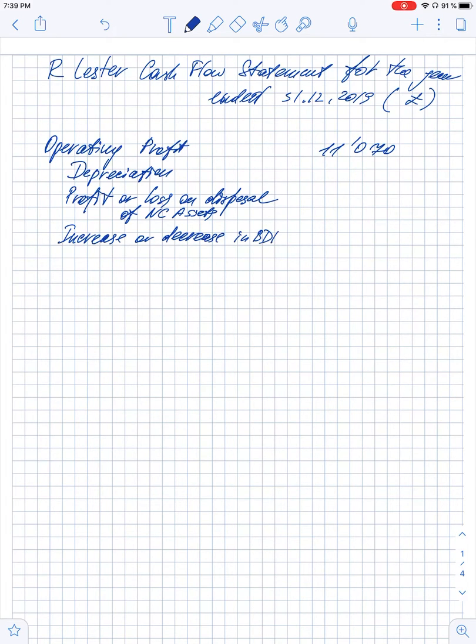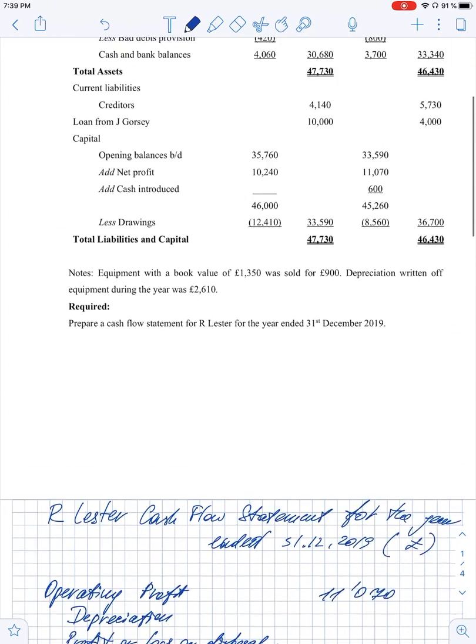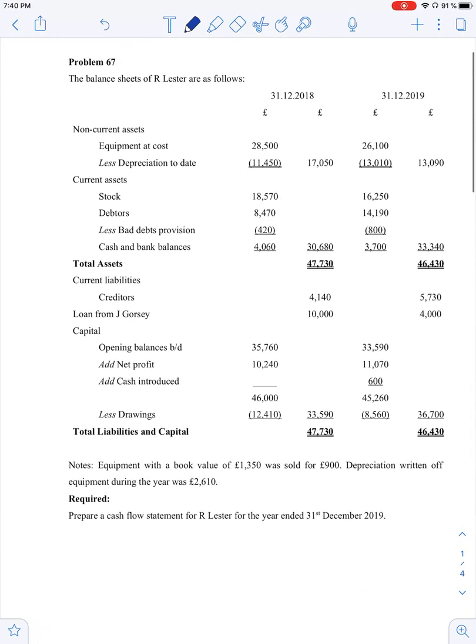Bad debt provision. And basically, we're going to have a maximum of 3 lines here. Maybe some of those lines would be blank. Let's talk about depreciation. Do we have any information on depreciation in our given information, in the wording of our problem?